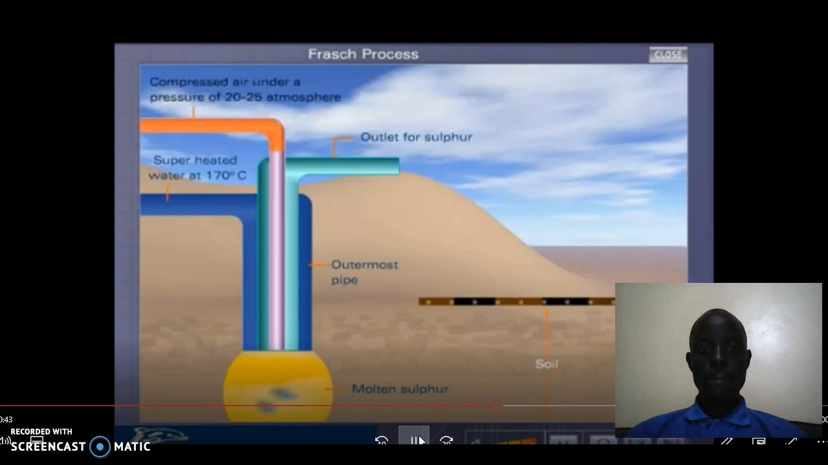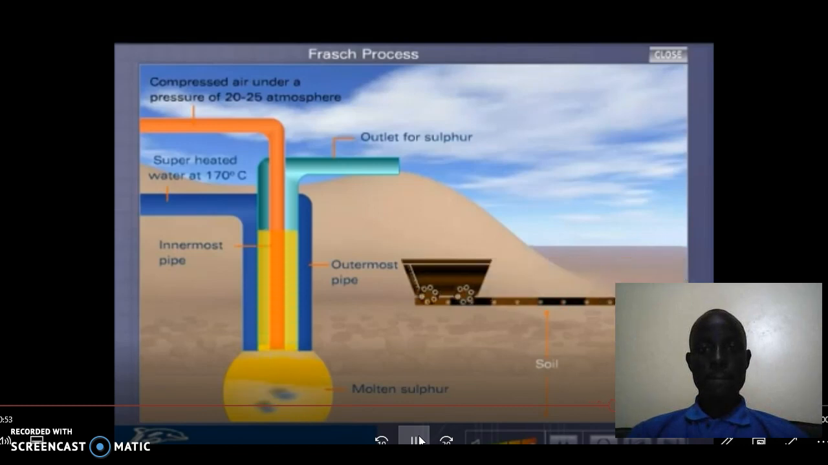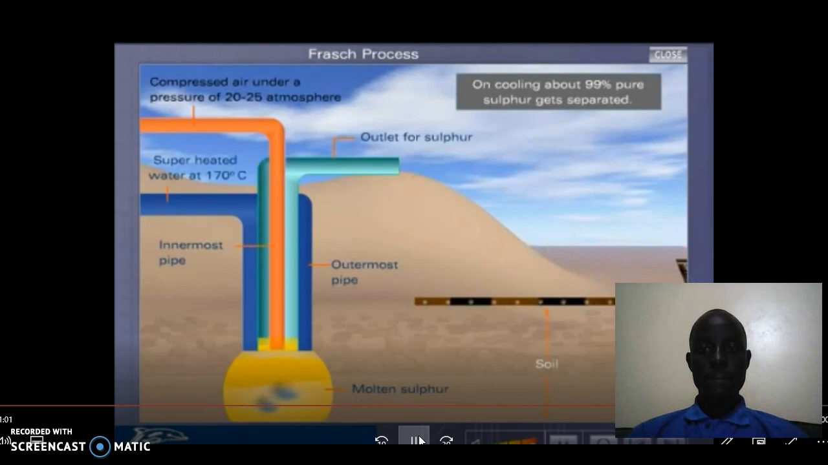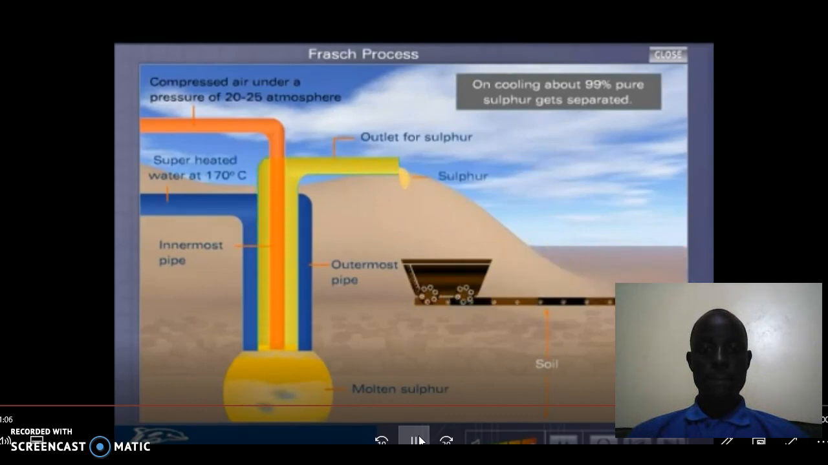Compressed air under a pressure of about 20 to 25 atmospheres is pumped in through the innermost pipe. This forces the mixture of water and molten sulfur to gush out of the middle pipe. This mixture of molten sulfur and water is collected. On cooling, about 99% pure sulfur gets separated.